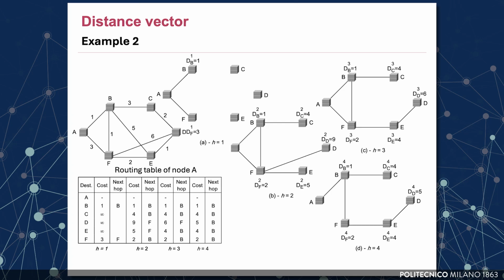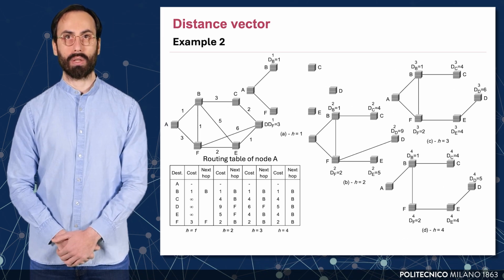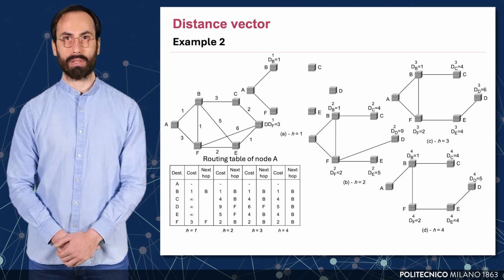At h equal to 2, A receives the distance vectors from those neighbors. For instance, B tells A about its own connection to C and D. As a result, A updates its table and learns it can reach C through B with a total cost of 3. Similarly, F informs A about D, so A adds a route to D via F at cost 4. By step h equal to 3, additional updates help A learn about new nodes like G and confirm or improve existing paths. The process continues at h equal to 4, where A now has complete knowledge of all reachable nodes and chooses the paths with the lowest cumulative cost.